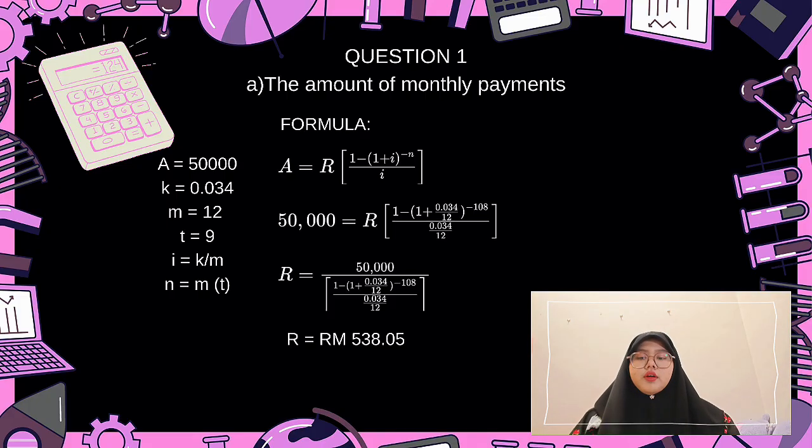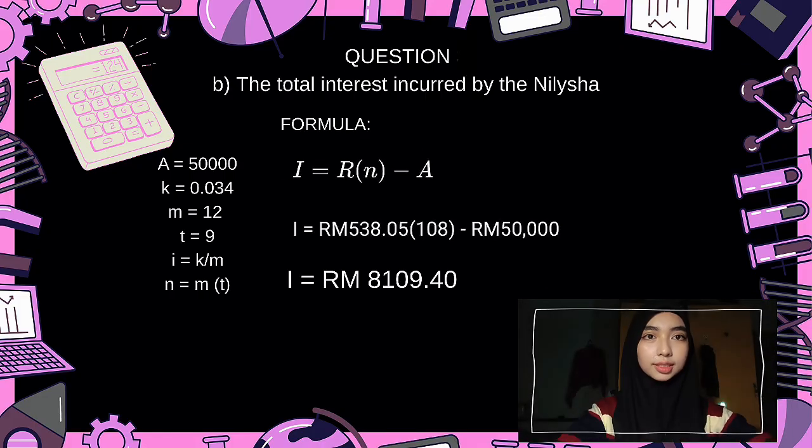So, 50,000 equals R in bracket 1 minus (1 plus i, which is 0.034 division 12) to the negative power of 108, division with i, which is 0.034 division 12, and all in the bracket. Division with 50,000, so means 50,000 division with the whole bracket. So we get R, which is 538.50 cents. Okay, so I will answer question B.